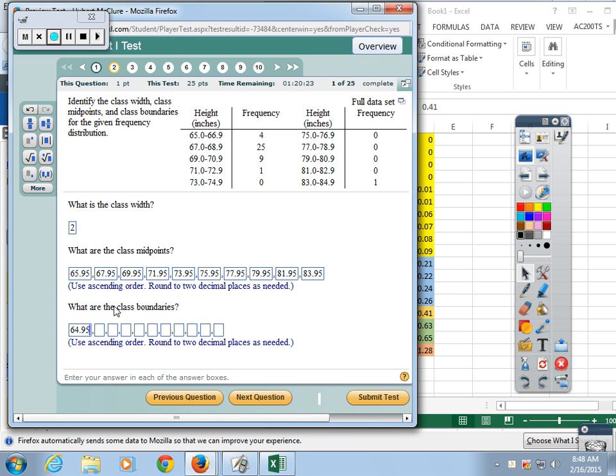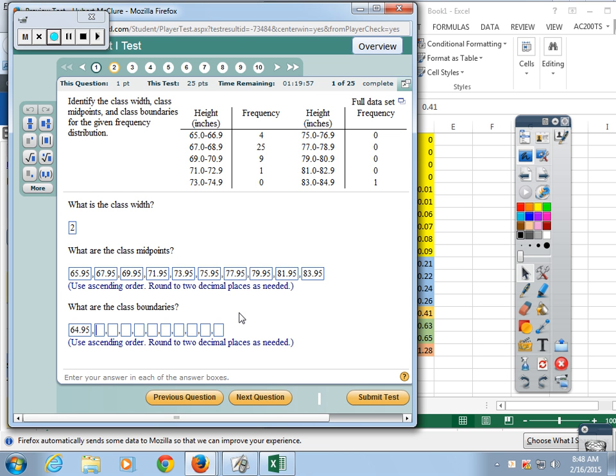Now, why did I do 0.95? Why did I do 0.5? Because these are to the what? Tenths. When you're measuring to the tenths, what should these go to? The hundredths. If these go to the hundredths, then these go to the thousandths. If these go to the thousandths, these go to the ten-thousandths, and so on. If these are whole, what do these go to? The tenths.